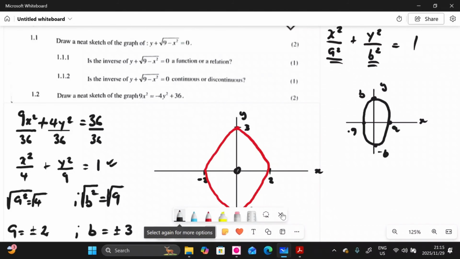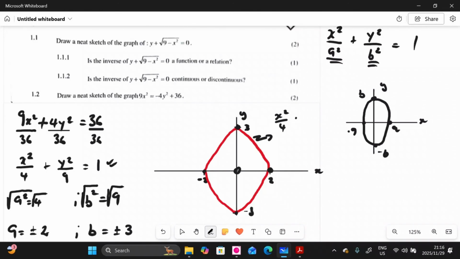Let me use a different color there for us to draw the graph. There we go. So here is our graph. This is the ellipse, the graph that they wanted you to draw. Make sure that you show this intercept because it's very, very important. And don't forget to label the graph as well.